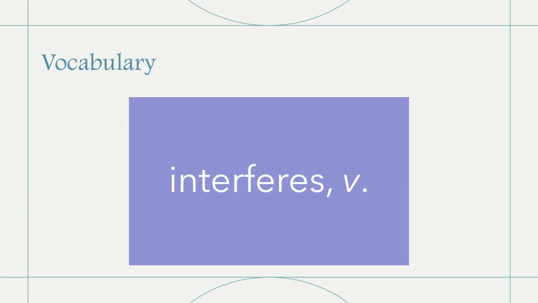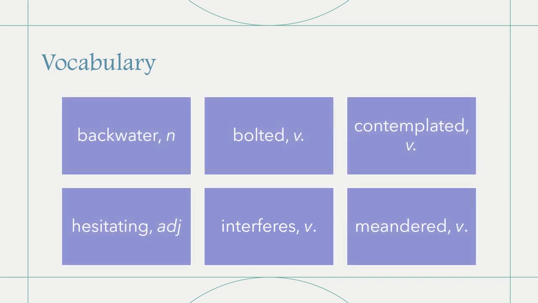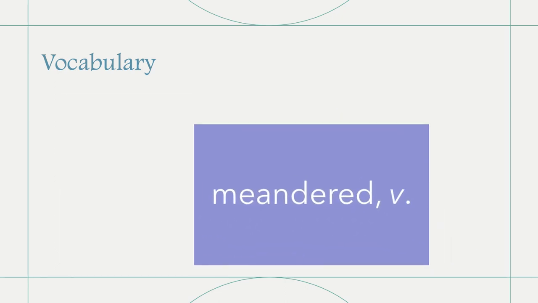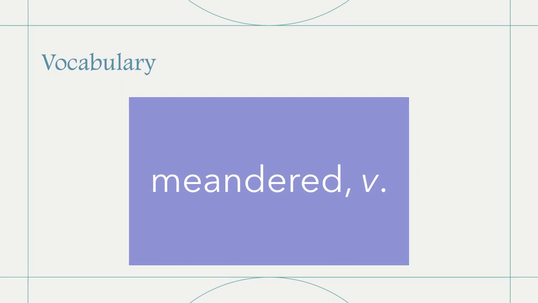Interferes, verb. It means gets in the way and prevents something from working smoothly. Example: During the spring season, rain often interferes with outdoor plans. Meandered, verb. It means moved slowly and without purpose. Example: Jules meandered down the beach in the early morning light, enjoying the scenery.